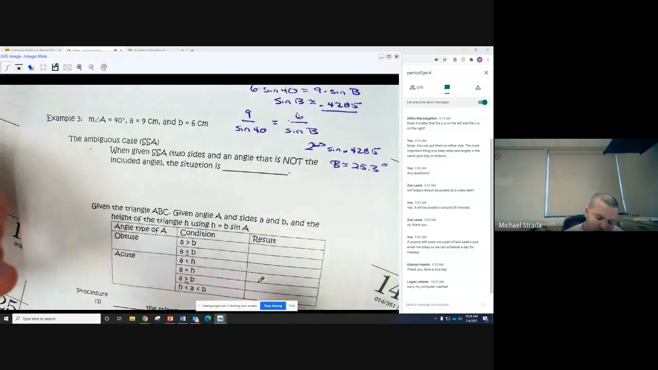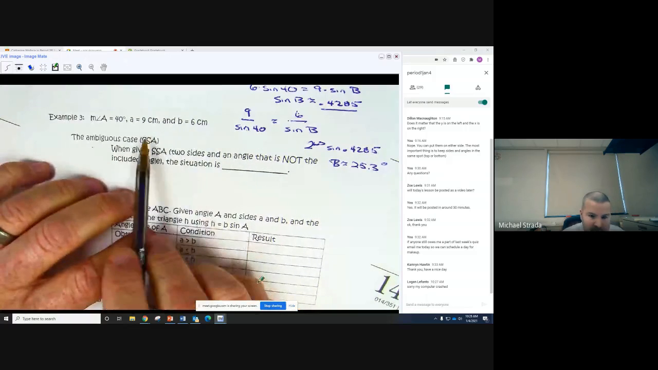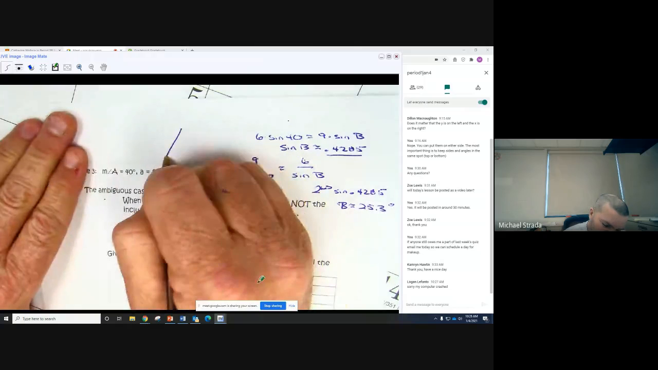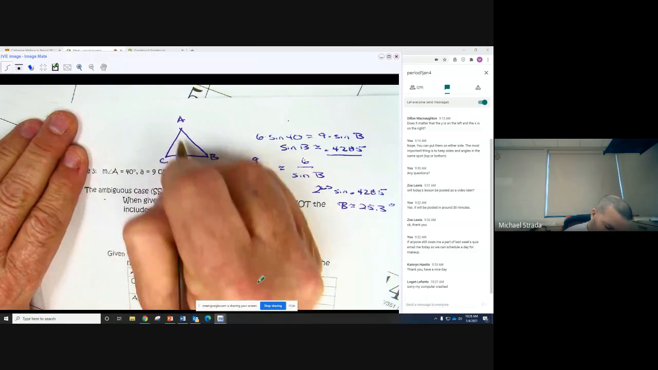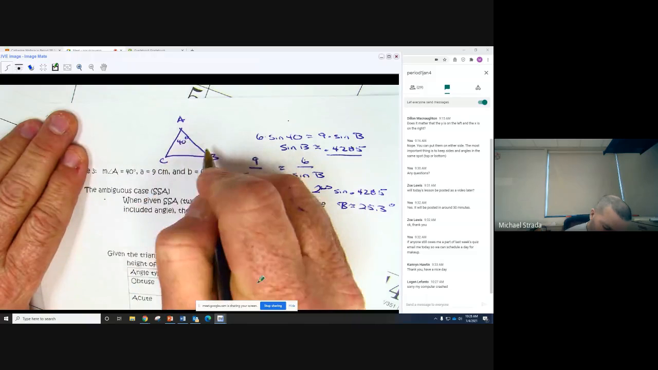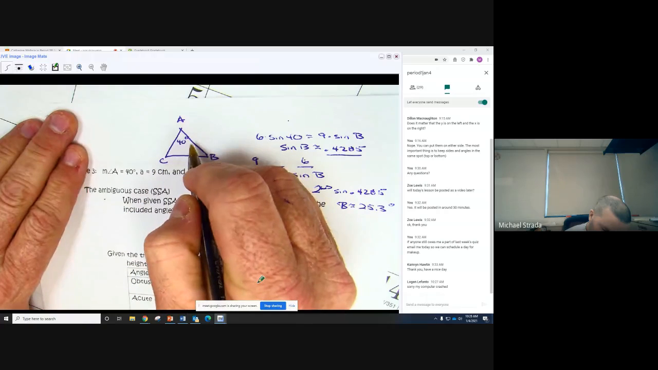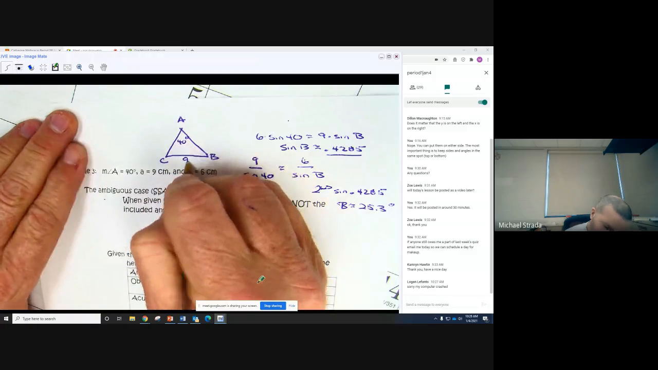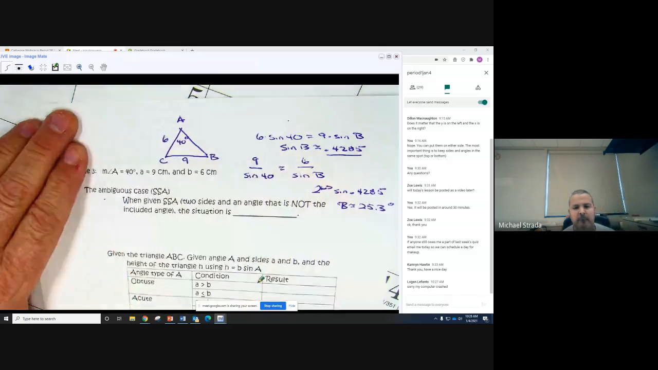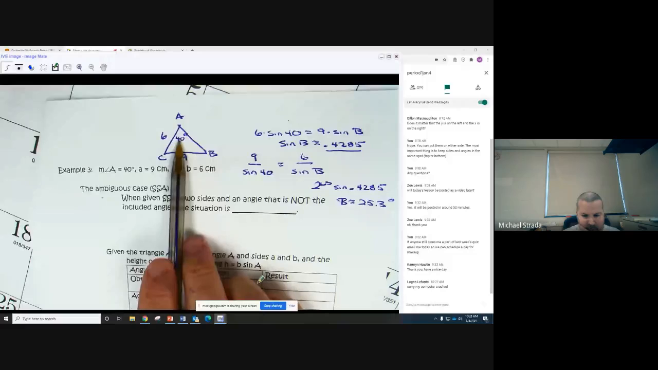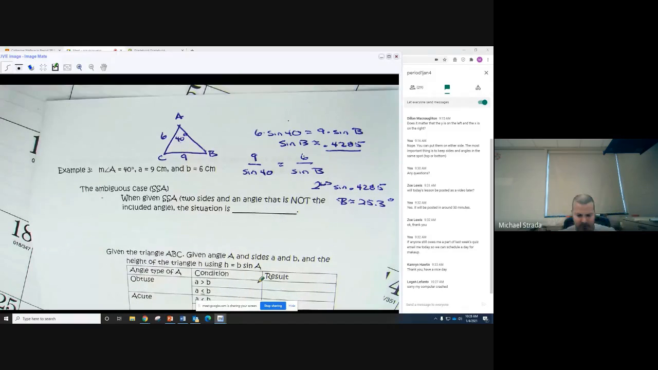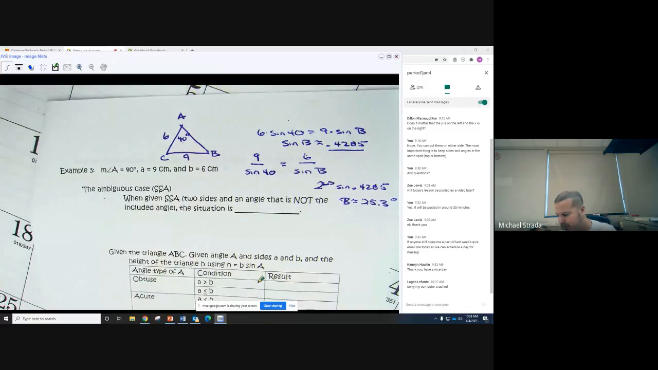All right. Now you will notice that this is an example of side-side angle if we drew it out. If I drew it out, A, B, C, A is 40 degrees. A is 9 and B is 6. What's going to happen is we're going to have great difficulty when this ends up being an obtuse angle. Because when that's an obtuse angle, there's going to be multiple possibilities. And that's where the ambiguous case kicks in. And we'll start worrying about that tomorrow.